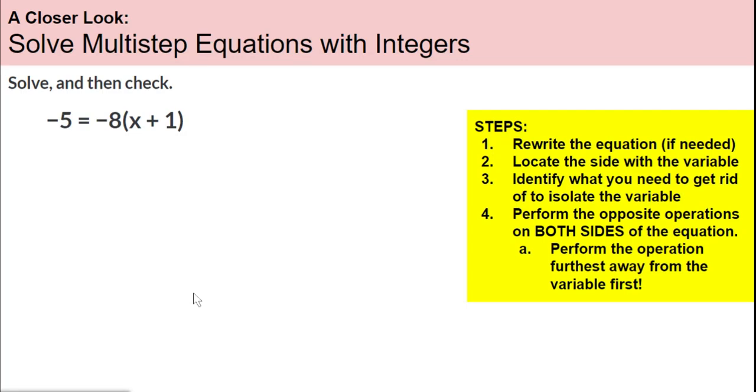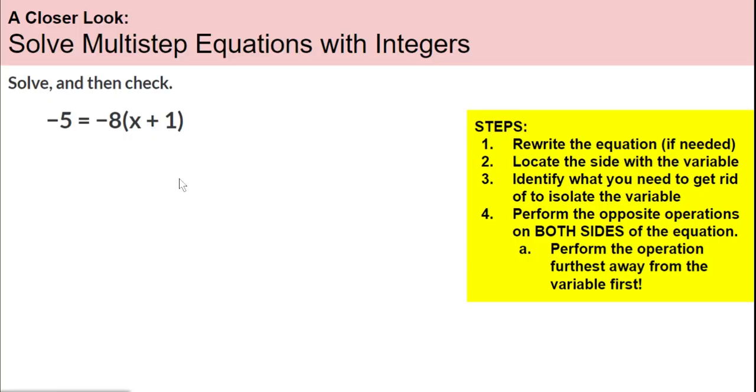Right, so solve and then check. So -5 equals -8 times the quantity, right, of x plus 1. When you say that to one quantity, it means they go together in parentheses. Or we could say -5 equals -8 times the sum, because they're being added, of x and 1.